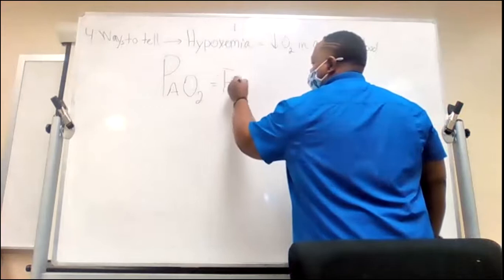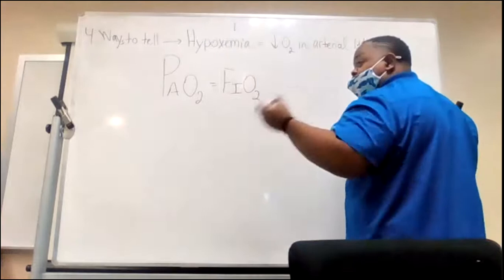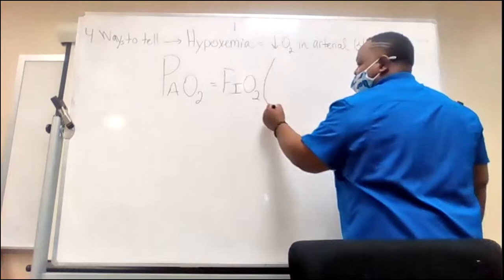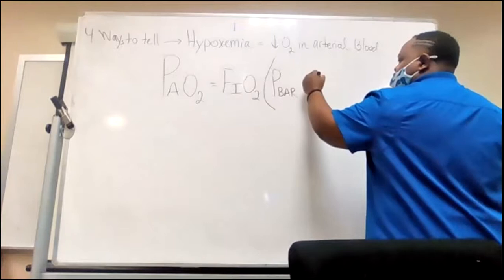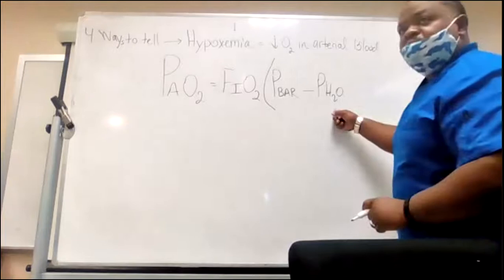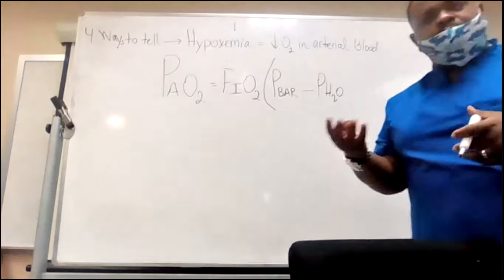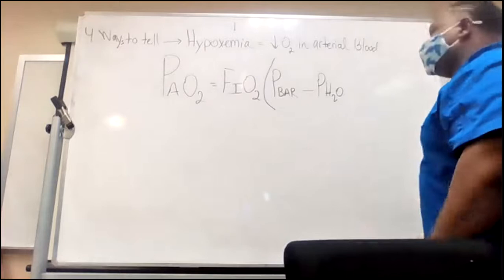FiO2, which is the fraction of inspired oxygen. How much oxygen are they breathing in? Room air, or am I giving them some? Times the barometric pressure, P bar, minus the pressure of water, because there's water vapor in your lungs. When we inhale, it's moisture, right? But what makes the air moist? What part of your body makes the air moist before it gets to the lungs? Your nose. So you have to take that out. I want to take out that vapor.